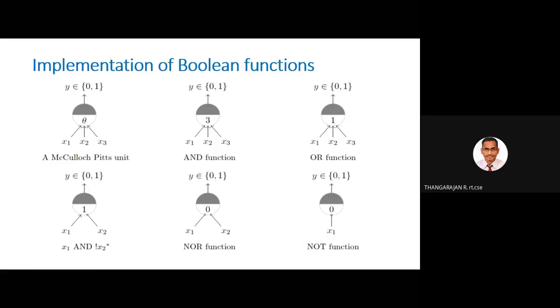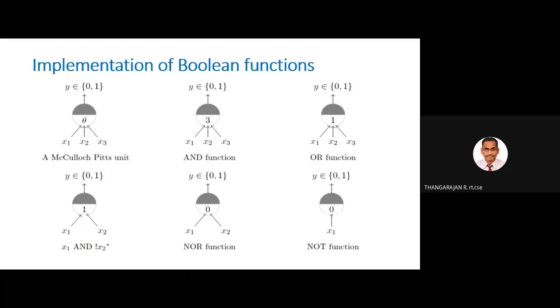So when it comes to the AND function, I have 3 inputs x1, x2, x3. Okay, all excitatory, and the output is 1. So when is the output 1? The output is 1 when all 3 inputs are 1. Okay, when all 3 inputs are 1, output is 1. So that is what actually the AND gate is. If any one of the input is 0, the output is 0. Yes or no?